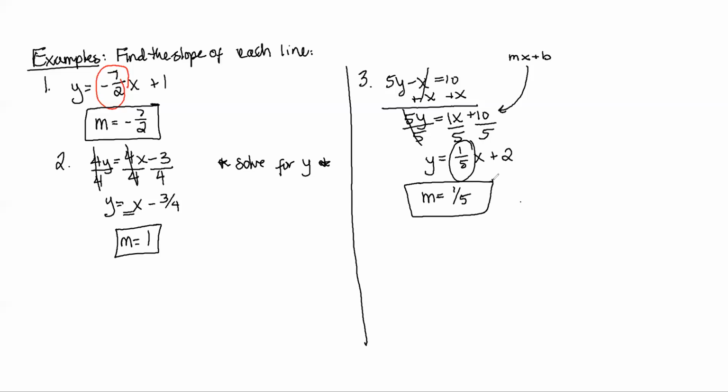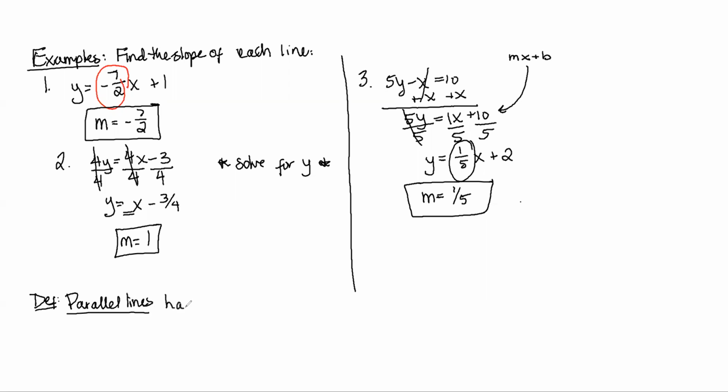All right. Our last part of this section is still using slope, but we're going to use it to figure out the relationship between two lines. And so before we get to that, we need to go ahead and write down just a couple of definitions. And so our first definition here is for parallel lines. And so parallel lines have the same slope and never intersect.